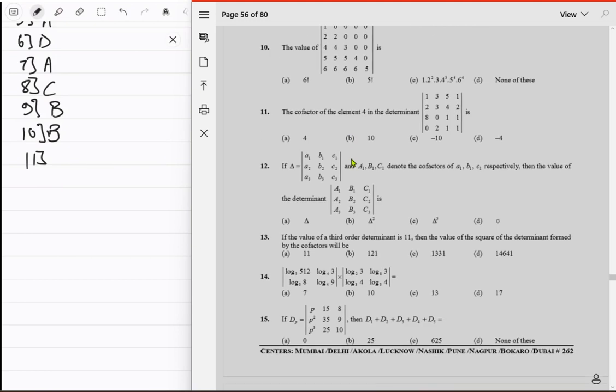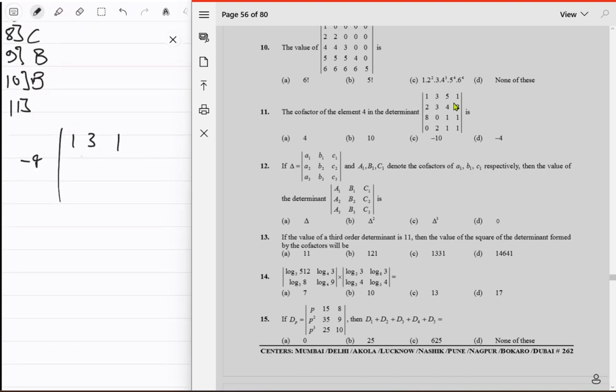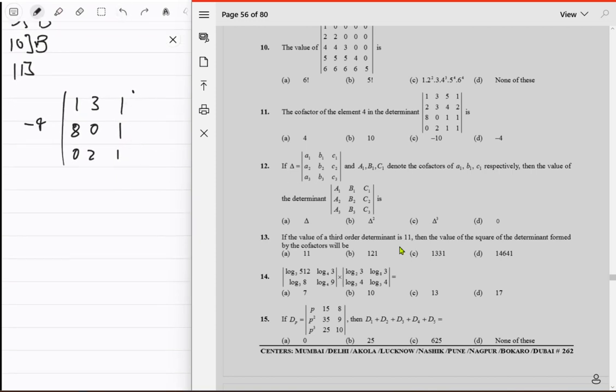11th, next question. The cofactor of what element 4 in the determinant? Oh, okay, the element 4. Okay, I get it. This thing. So you got positive, negative, positive. It's negative over there. So negative 4 times the minor. 4 times this minor. It's just 1, 3. Well, that 5 is not there, just 1 over there. Then you have 8, 0. That 1 is not there. You have that one, okay, cool. Other one, of course. And then it's got 0, 2, and 1. Awesome. So that is the thing.